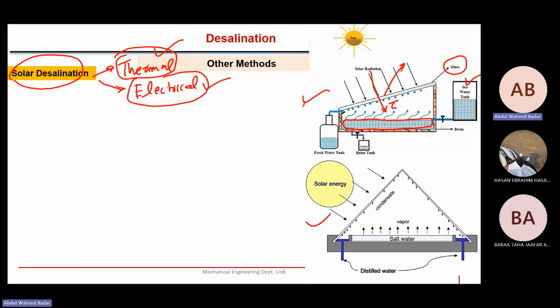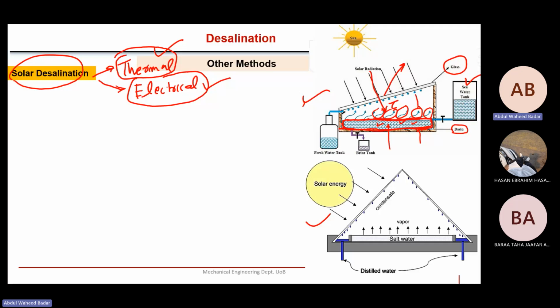This transmitted solar radiation will be absorbed in this seawater. And at the bottom of that seawater vessel, this basin is also painted black, so that maximum solar radiation is absorbed at the bottom surface and also in this seawater. We can expect that with the absorption of the solar radiation, the temperature of this water will increase. And with the increase in temperature, pure water will evaporate. Here you see this evaporation is shown.